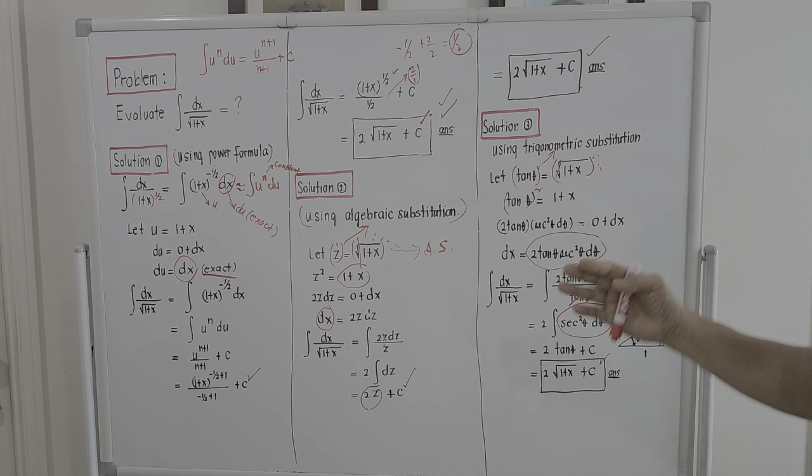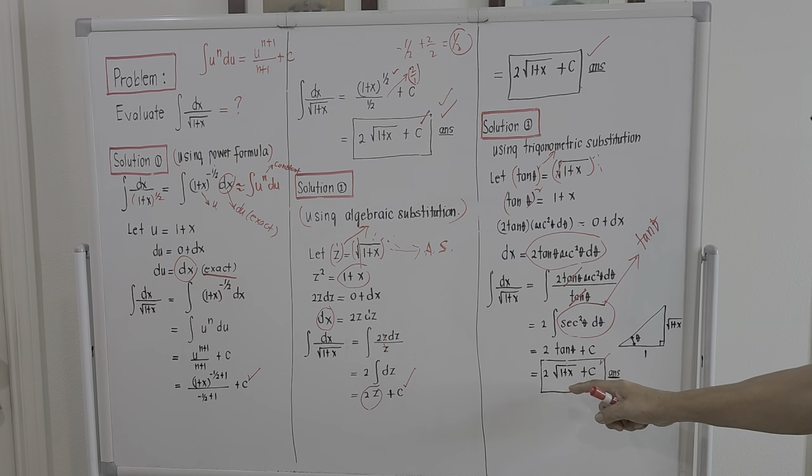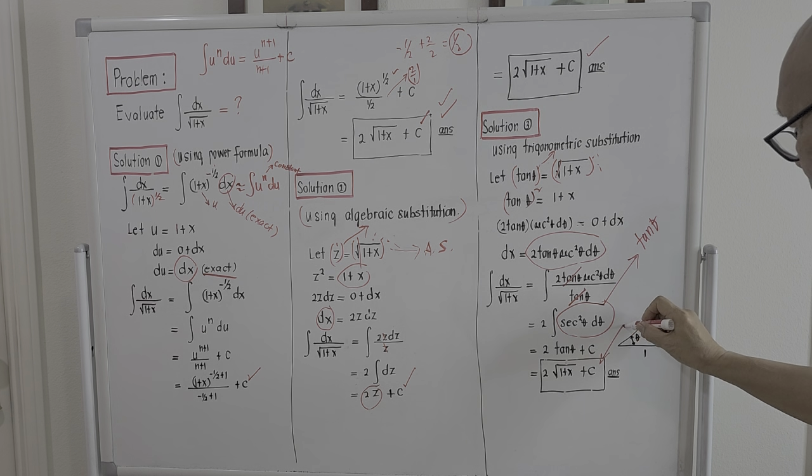How was I able to integrate this one? I just recalled one of the formulas. That's memorization. That's knowledge. If you cannot recall it, you cannot solve it. So this is twice tangent of theta plus c. But what is tangent of theta? That's our original trigonometric substitution. Tangent of theta is actually the square root of 1 plus x. So our final answer will be twice the square root of 1 plus x plus c. That will be our final answer.